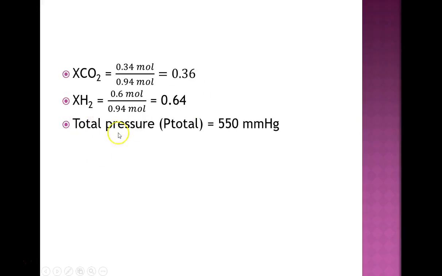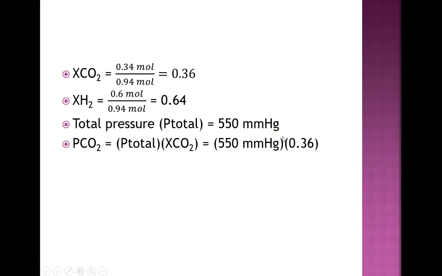Now remember from the problem, total pressure was 550 millimeters mercury. So using this and the mole fraction, we can calculate the partial pressures of each gas. So the partial pressure of carbon dioxide is going to be equal to the total pressure times the mole fraction for carbon dioxide. The total pressure was 550 millimeters mercury, and the mole fraction was 0.36. So the partial pressure of carbon dioxide in this mixture of gas is 198 millimeters mercury.